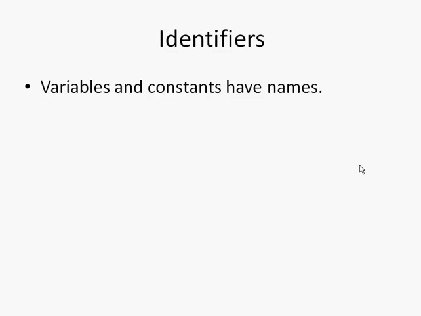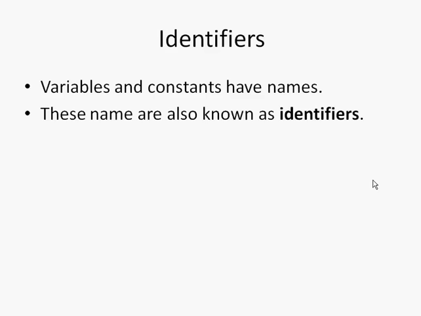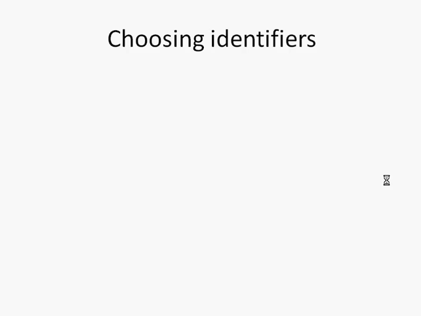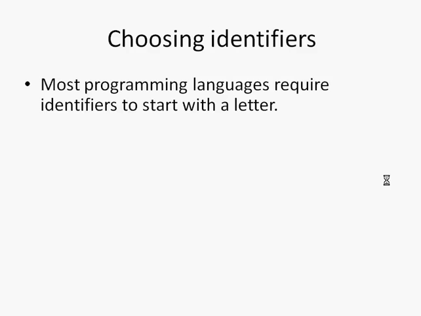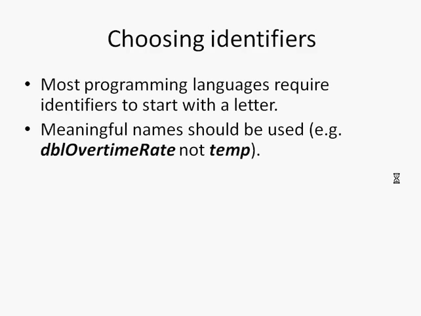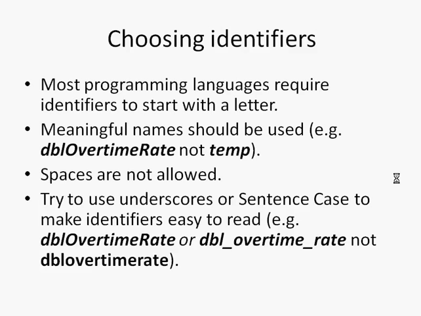We're now going to look at something called identifiers. Variables and constants, as we've seen, have names. And these names are also referred to as identifiers. When choosing identifiers for variables or constants, we've got to consider this. Most programming languages require identifiers to start with a letter, and we should use meaningful names. So you saw I used DBL overtime rate and not just called it any old name. Spaces are not allowed. Try to use underscores or sentence case to make identifiers easier to read.